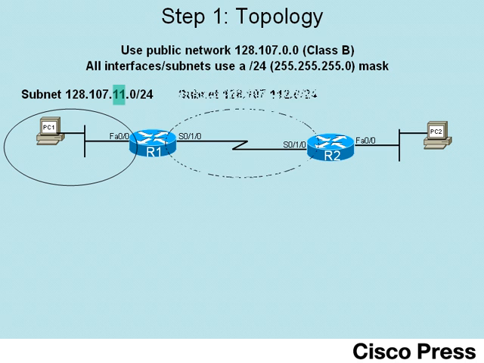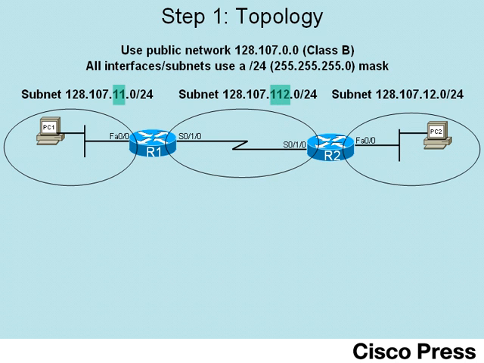Similarly, we need a subnet for the serial link. So in this case, the engineer has chosen subnet 128.107.112.0, but we're probably going to call that subnet 112. Finally, we need a LAN subnet on the right, so the engineer has chosen subnet 12 for the subnet on the right.